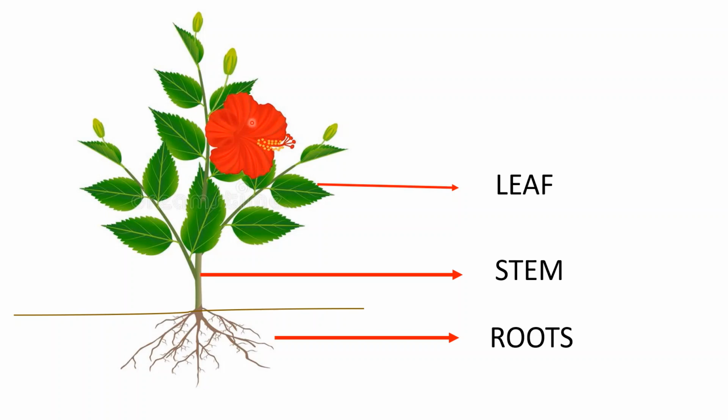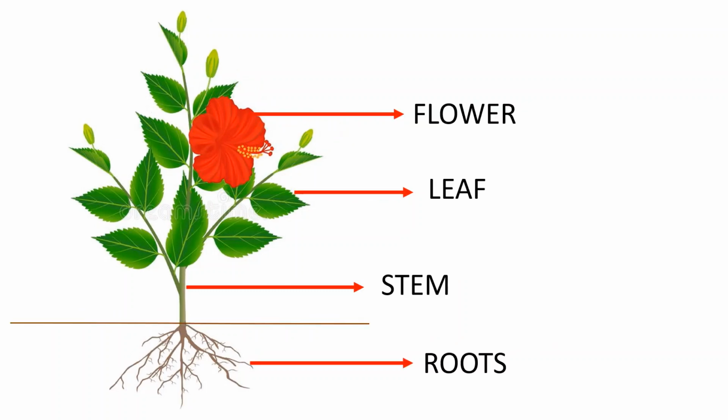Next, what is this, children? Yes, it's a flower. Flowers are the most beautiful and colorful part of a plant. Children, do the flowers of all plants look the same? No, flowers can be of different size, shape, and color. And they also produce fruits. So the parts of the plant are roots, stem, leaf, and flower.